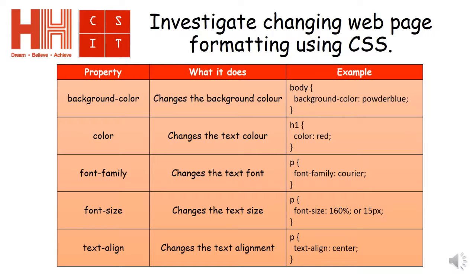Then there is font size. Now it changes the size that the text appears on the screen. And again, I've changed the whole of a paragraph to font size 160%. That's one way of doing it, using a percentage. Or you state what size you actually want it to be, would be 15 pixels, px. The last property I'm going to show you is text align, and this changes the position of the text on the screen. So you can see we've made a whole paragraph, in this case, go into the centre. And again, note the spelling of centre is the American version.